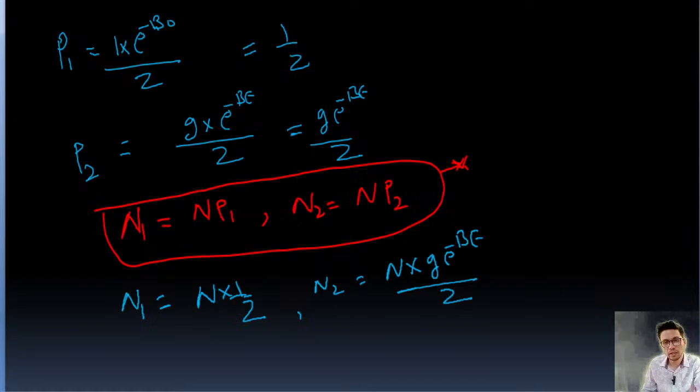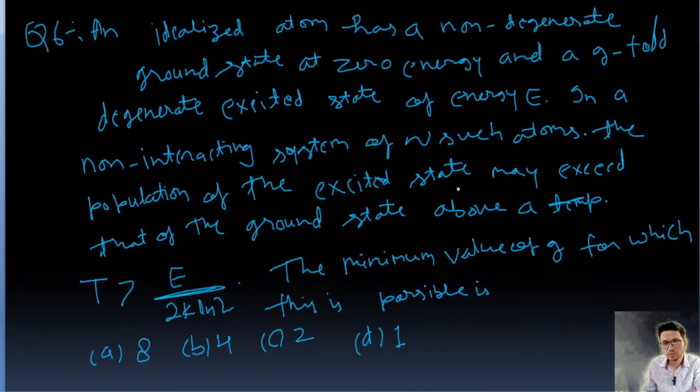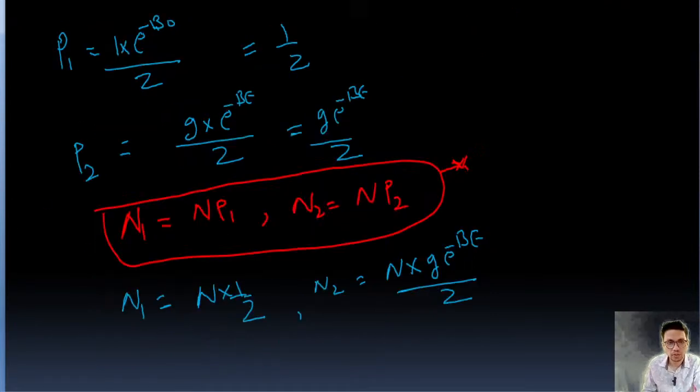So we need to find this one: the population of the excited state may exceed that of the ground state above the temperature given here, and then the minimum value of g for which this is possible. So the minimum value of g we need to find.